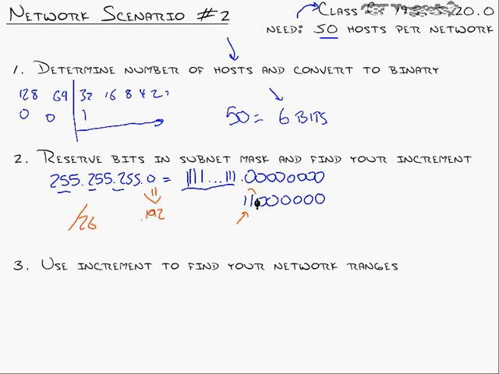Our increment, boom, 64. Box, box, box, box. That is our number that we can use to find our ranges. So we say 195.5.20.0. Just start adding 64 to the fourth octet because that's where we're at. 195.5.20.64, 128, 192, and if we add 64 to 192, we'll actually get 256.